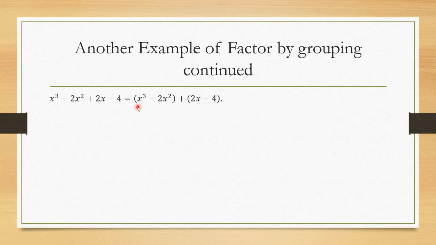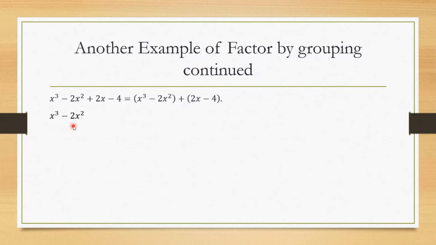And again, with factor by grouping, what we're going to do is form 2 groups of 2. The first 2 terms are going to be a group, and the second 2 terms are another group. Then we have to factor each of these groups individually. So that's what I'm going to do here.